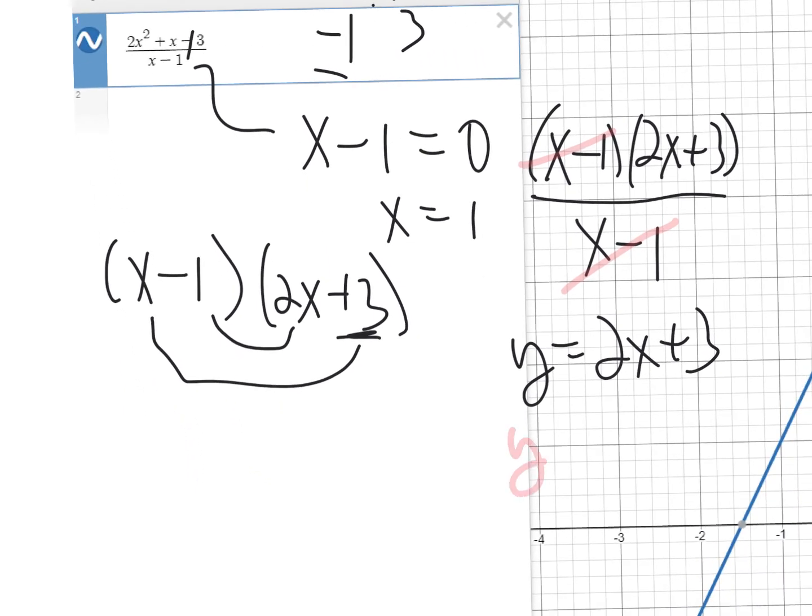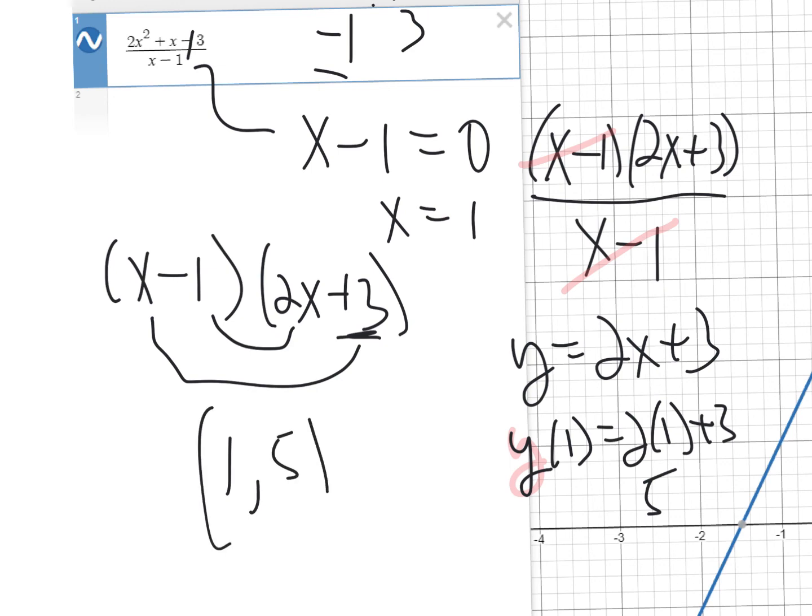So let me come back to a pen. y of 1 equals 2 times 1 plus 3, so that'll be 5. So the discontinuity happens at 1, 5. And then where is it equal to 0?